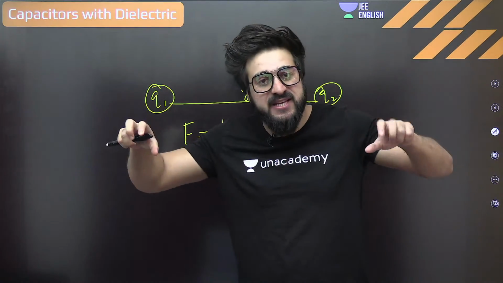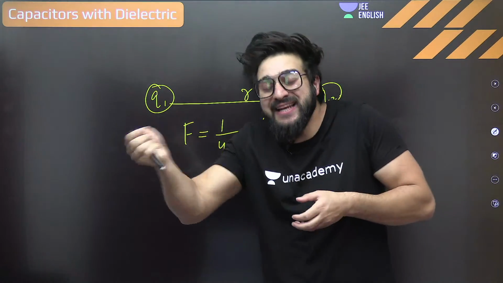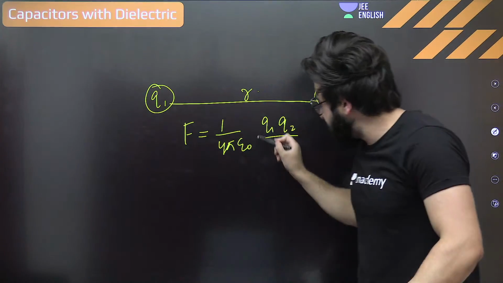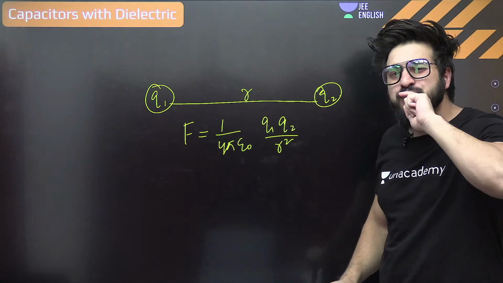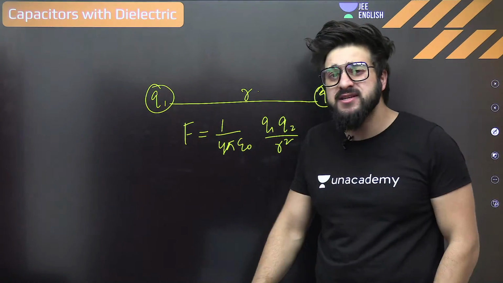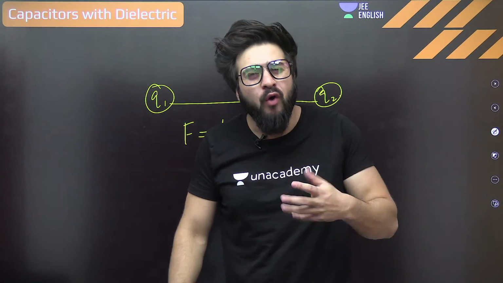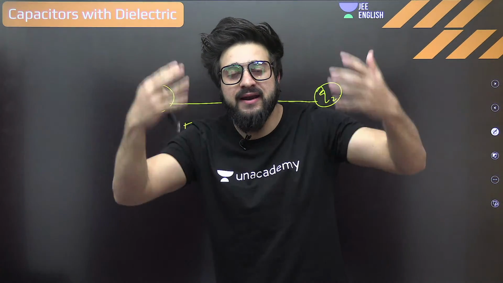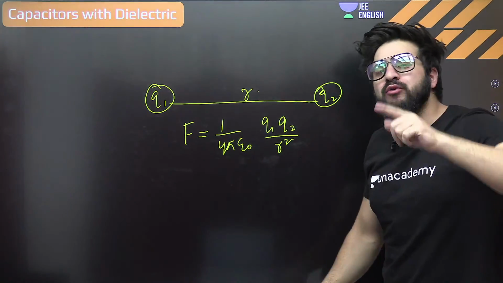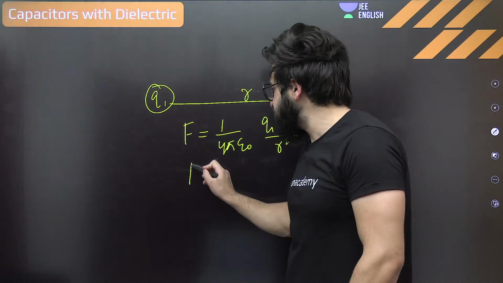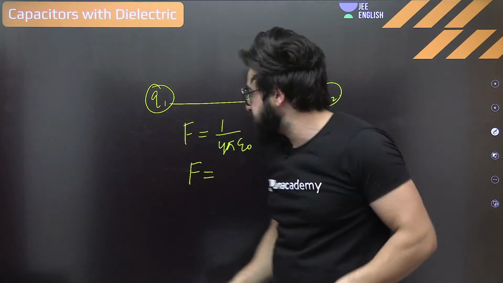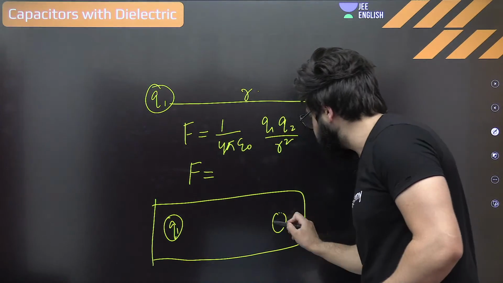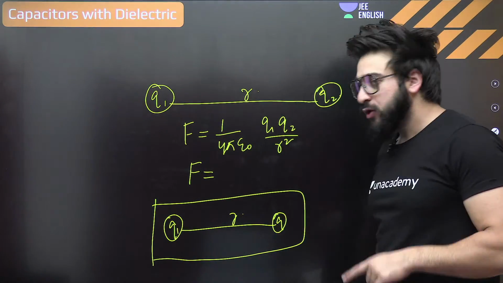When we place this in free space, we take this epsilon naught, because the permittivity of free space tells us how much force they will apply on each other. So it depends upon the medium. Now, if I take the same two charges and place them in some medium, other than free space or vacuum, like water, glass, or mica, whatever it is, what will be the force in that case? This is a medium, this is Q1 and this is Q2, with R distance between these two.